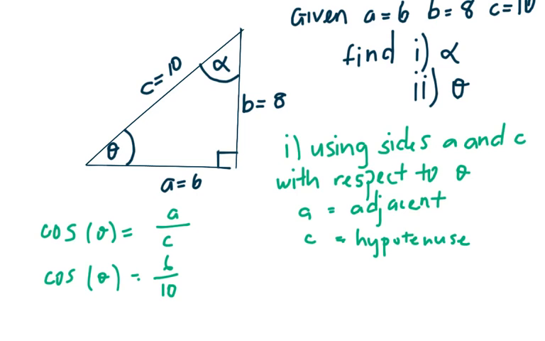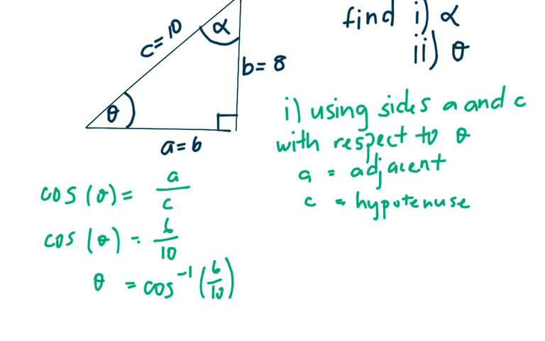In order to find theta by itself, we need to use the inverse function for cos, and that's going to be written as theta is equal to cos inverse of 6 over 10. And now we punch in our inverse function in our calculator of 6 over 10, and we get that theta is equal to 53.13 degrees to 2 decimal places. So therefore, our theta is equal to 53.13.